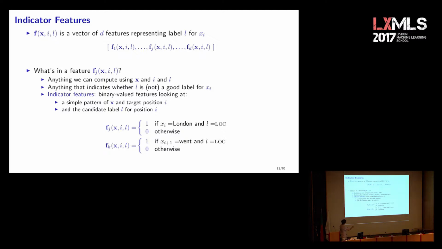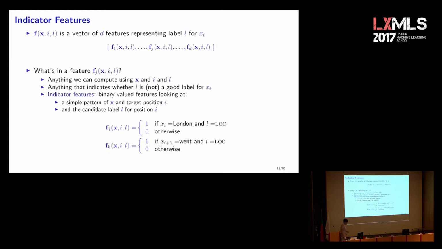What we do is to have functions that compute, for each of the dimensions of the feature vector, the value of the feature. So what does a feature function do? Let's say one of the dimensions, and what is this value? This is going to be a real value in general. It's any feature that we can compute using x, the full sentence, a position i, and a candidate label L. This is the input, anything we can compute out of that.